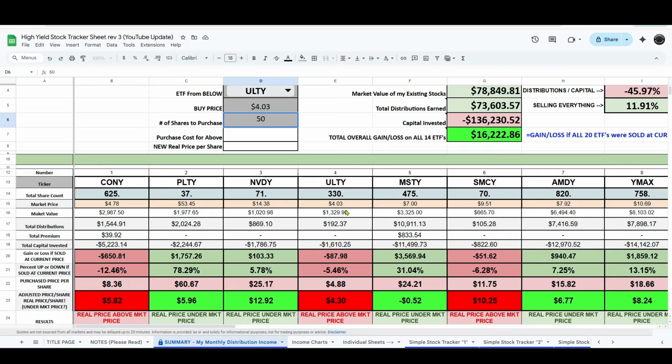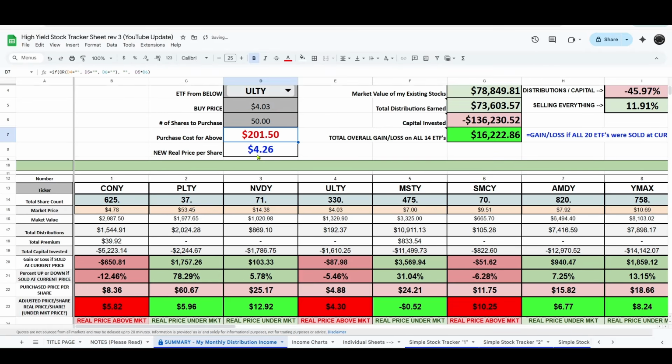So it's going to total up how much it would cost you and then what that new real price per share would be. Because the old one being $4.30, what would it be if I bought 50 shares at $4.03? Well, it would change it to $4.26, and it would cost me $201.50. So it really just kind of gives you an idea of what that real price per share would be if you did make a purchase.